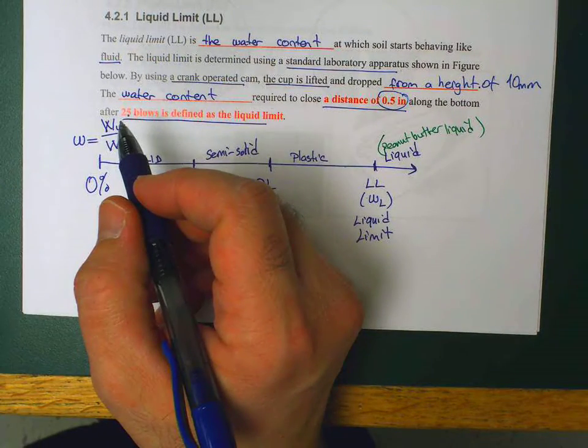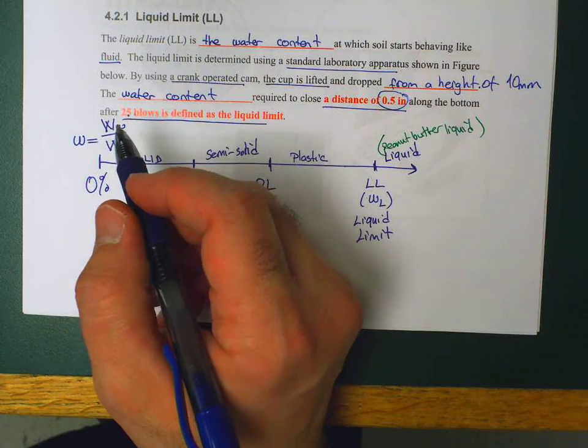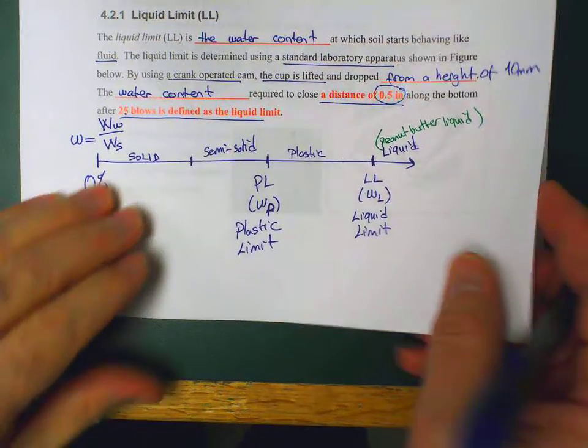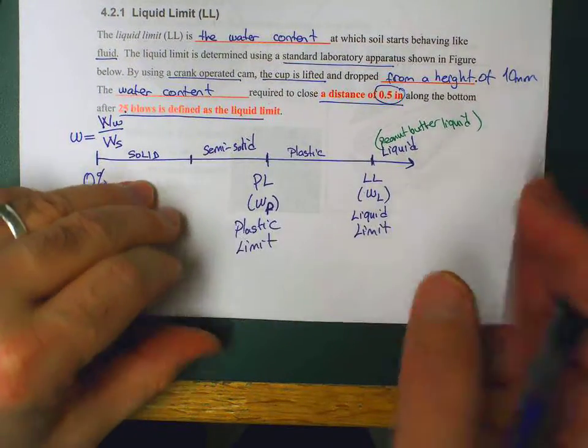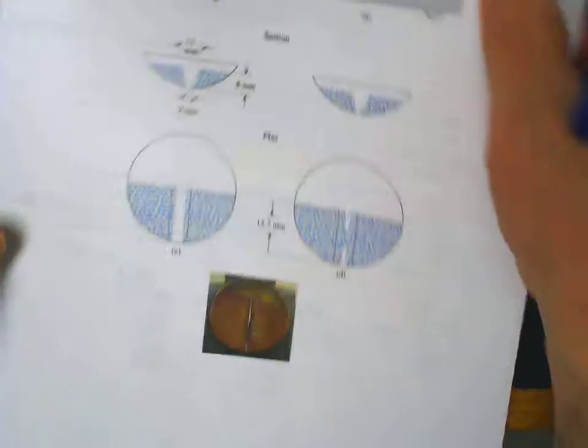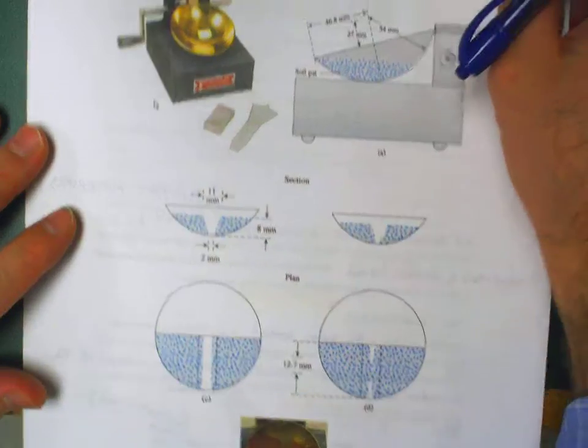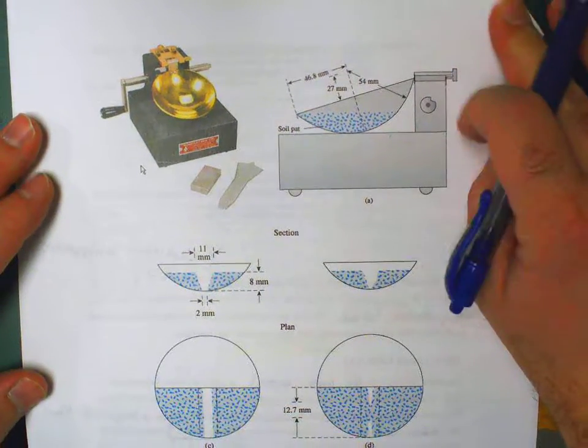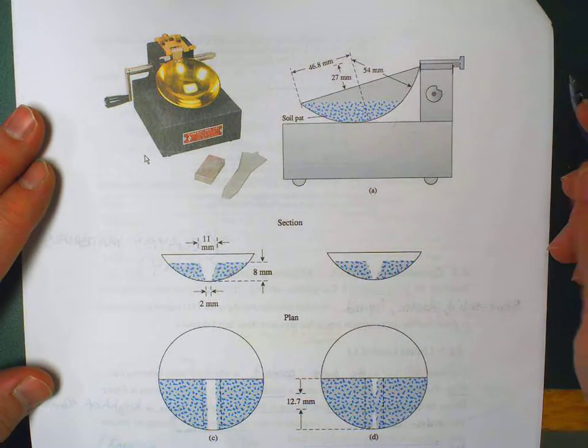So this is kind of difficult to hit the target. What we do is we run an experiment at different water contents, and we interpolate. Before I go there, let's just look at the apparatus and the cross section.